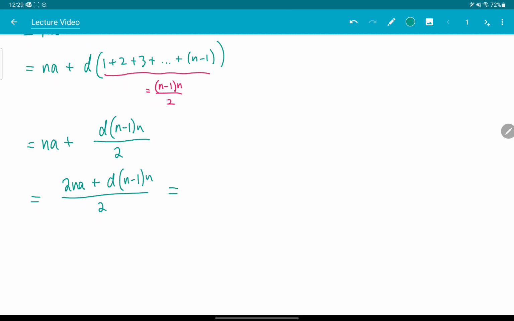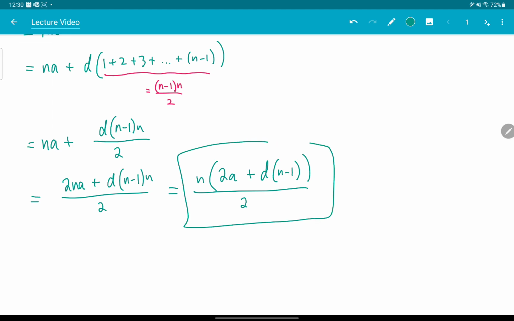I'll factor out an n. I get n times 2A plus D times n minus 1, all divided by 2. And we'll leave it there. So this is my formula. What does it do for me?